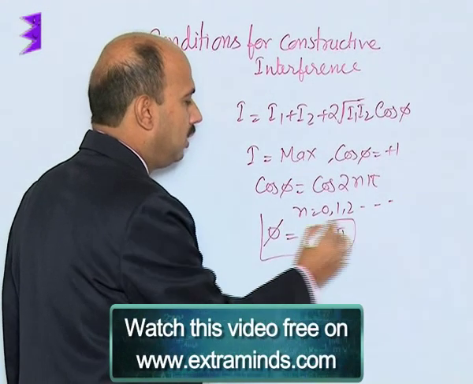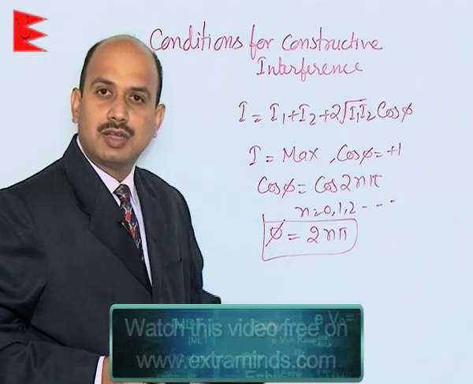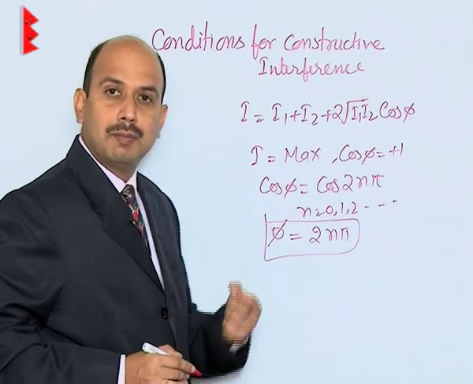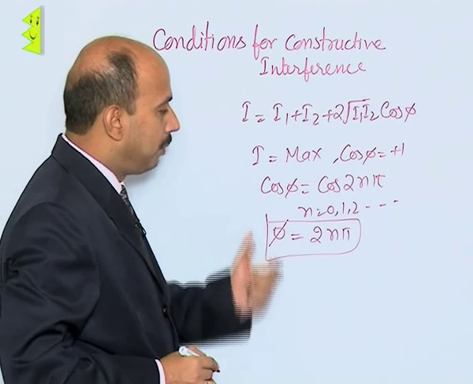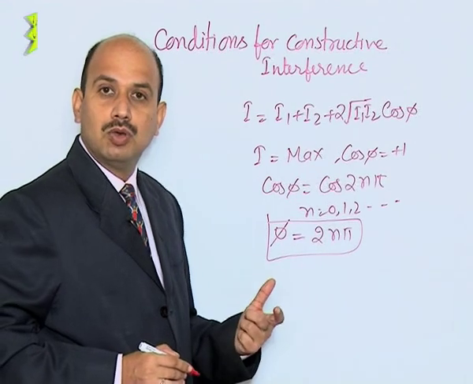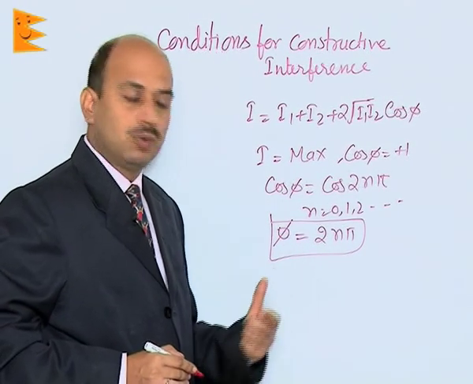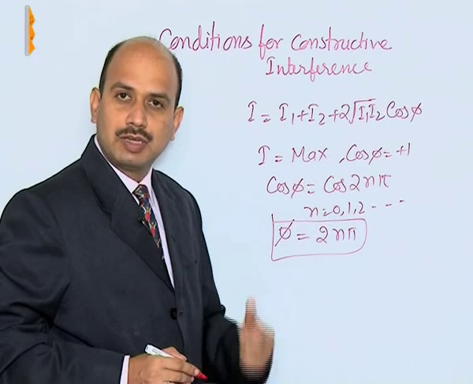So, for all these phase differences, the interference taking place is constructive and intensity will be maximum. So, suppose you have taken maximum intensity, that is cos phi is 1, that means phi is equal to 0. Then we can write the expressions. Now, we will do that after doing the conditions for destructive interference.